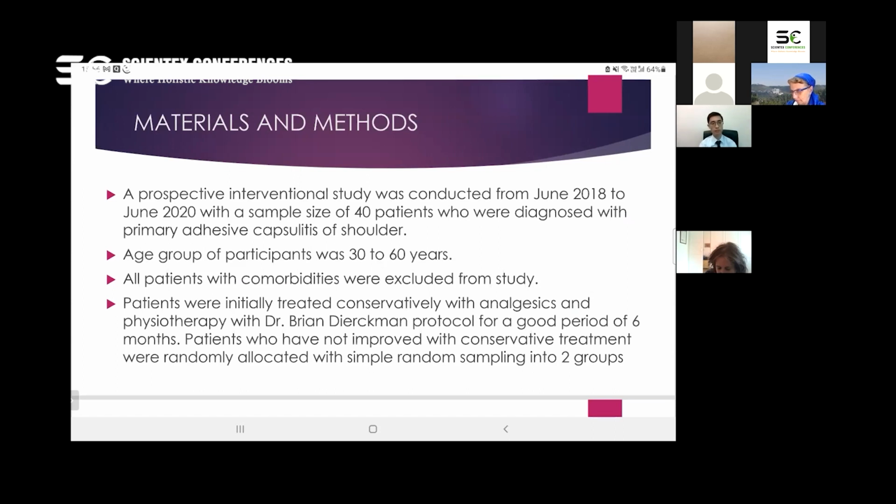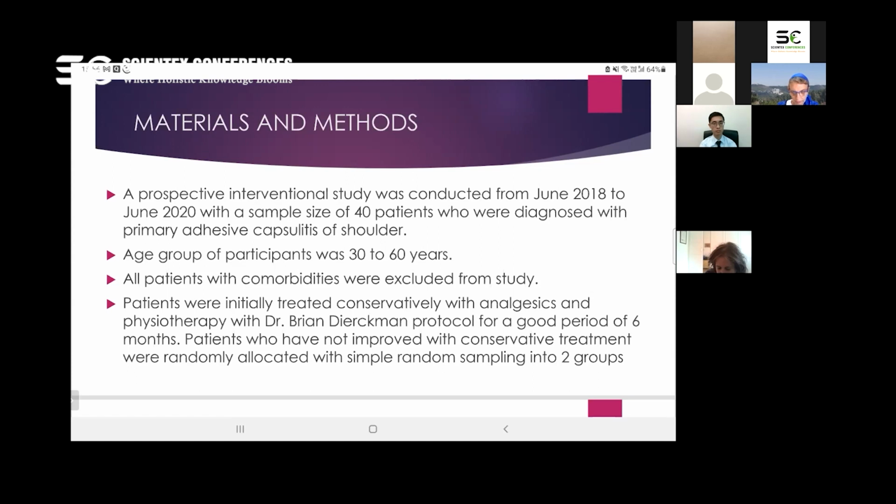All patients with comorbidities were excluded from our study. That's why it is called primary adhesive capsulitis. Patients with comorbidities such as diabetes or hypothyroidism, which are causative factors for adhesive capsulitis, were excluded. Patients were initially treated conservatively with analgesics and physiotherapy.